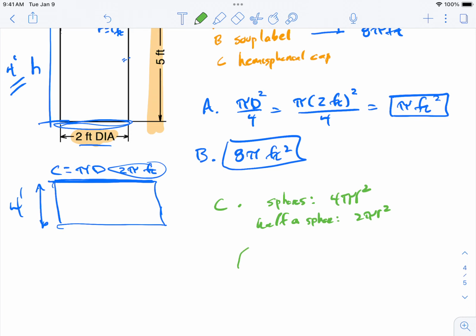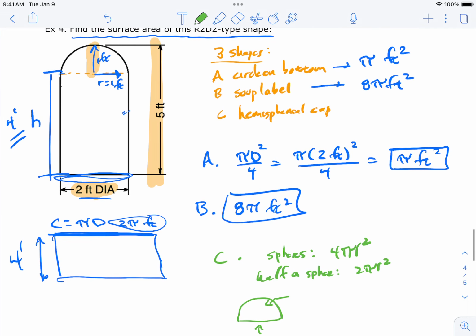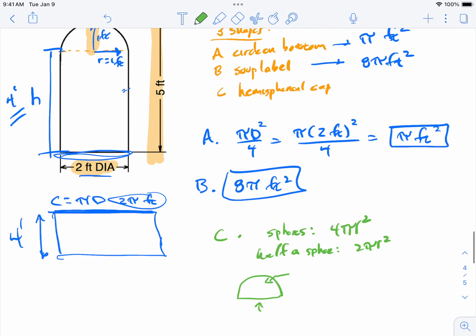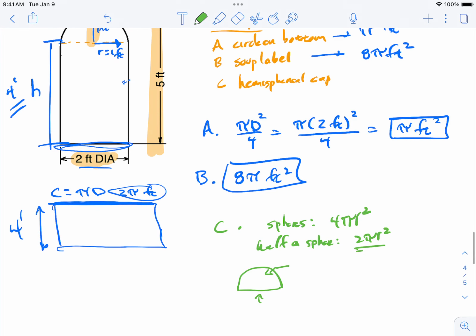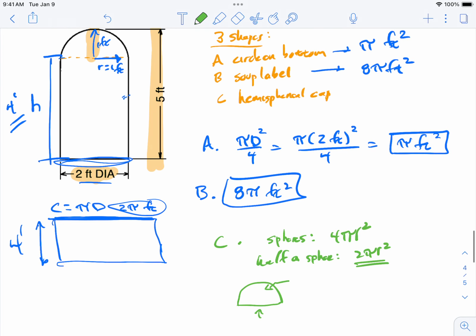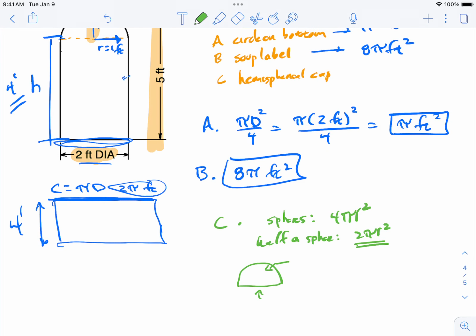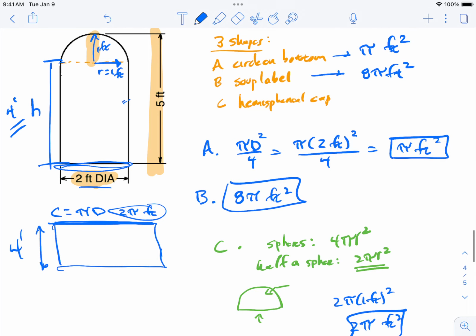Now that's just counting the rounded part. It's not counting the part underneath. A hemisphere technically would have a circle shape on the bottom, but we don't have to worry about that because that's inside the R2-D2. It doesn't expose itself to the environment at all. We just need the 2 pi r squared. And so the r is 1, by the way. So we've got 2 pi times 1 foot squared. And so that comes out to 2 pi square feet. So we can come back up to here and say the hemispherical cap is 2 pi square feet.